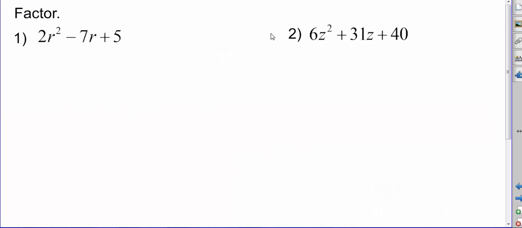Okay, here we go with our examples. Number 1, our a term is a 2. Our c term is a 5. So 2 times 5 is 10. We need to figure out what multiples of 10 we can use. We can use 1 times 10. We can use 2 times 5. And I'm pretty sure we're going to need that one because 2 and 5 add together to get 7. So we're going to take our initial problem and break it up just a little.